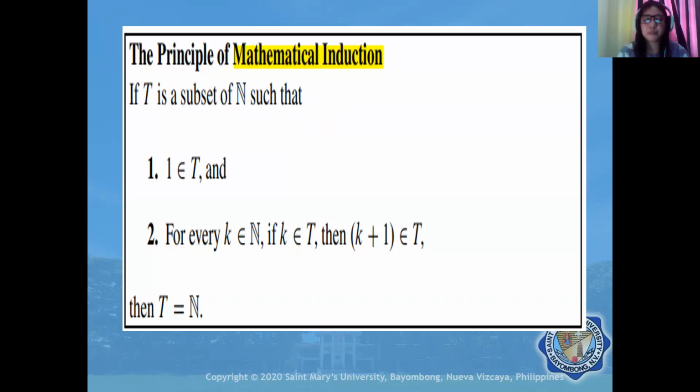And what is the principle of mathematical induction all about? If P is a subset of N such that 1 is an element of P, and for every k element of N, if k is an element of P then k plus 1 is an element of P, then P is equal to N. This simply means that you just need to show that it is true when n is equal to 1, when n is equal to k, and then extend it until n is equal to k plus 1.